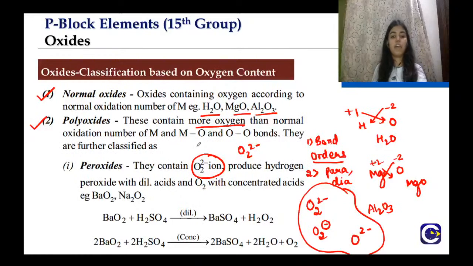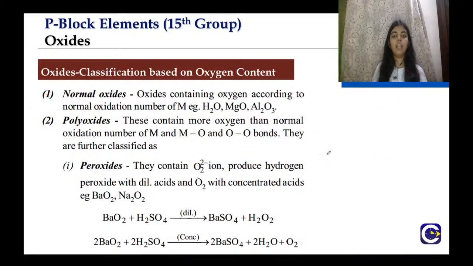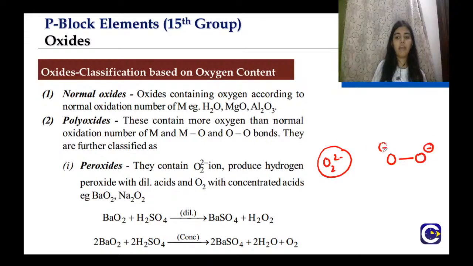So considering the peroxide, when oxygen is present in the O2 2- form, it is known as the peroxide, somewhat like this. OO linkage is there and minus charge on each, right? So if you consider barium peroxide and treat it with acid, it will lead to the formation of peroxide. If you take BaO2 in the presence of conc H2SO4, it will give you H2O plus O2, right? So if you treat it with dilute H2SO4, it will give you hydrogen peroxide itself, that is H2O2, and if you treat it with conc H2SO4, it will give you H2O plus O2.